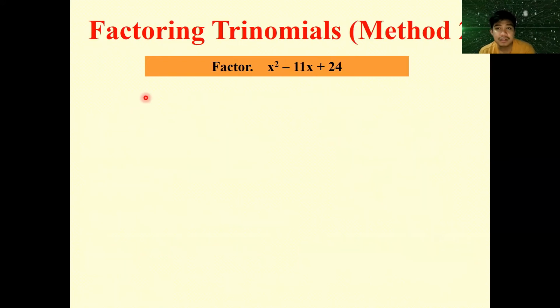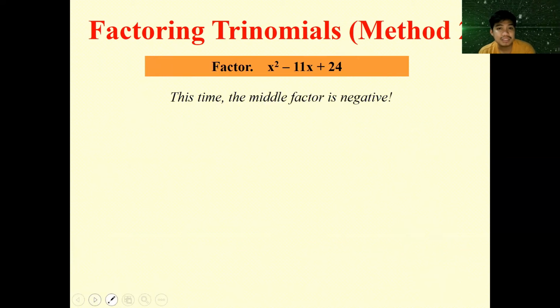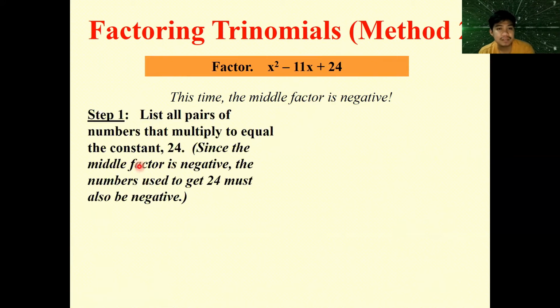Okay, we have here factoring trinomials method 2. So this time, the middle factor is negative. So as you can see, negative yung gitna. So ano ba dapat ang gagawin natin? So first, we are going to list all the possible combinations na ang sagot is 24. Ngayon, since ang ating middle term, or the linear term, is negative, ibig sabihin nun, we will consider negative factors.